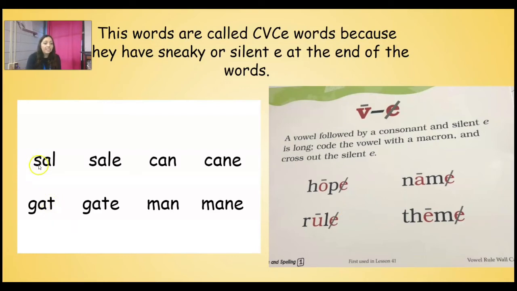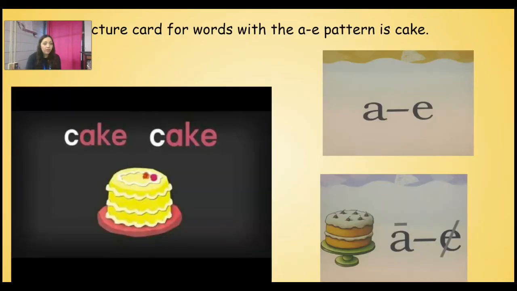Right here we had sal, but then we add that E, we say sale. Right here we have the word can, very good, but then when we add the E, it becomes cane. Right here we have gat, but we add that sneaky E and it would become gate. Right here we have man, but if we add that sneaky E, it becomes main. So they change it from a short vowel to a long vowel.